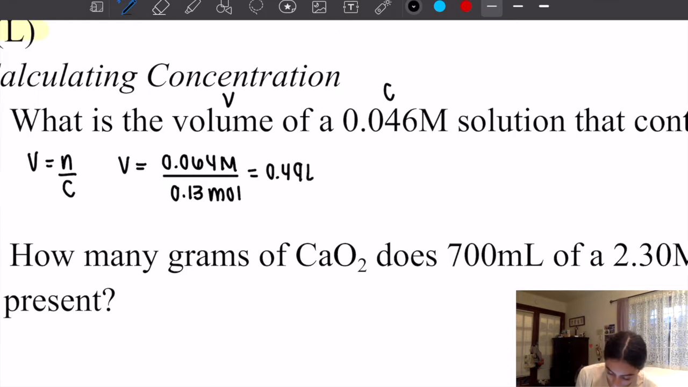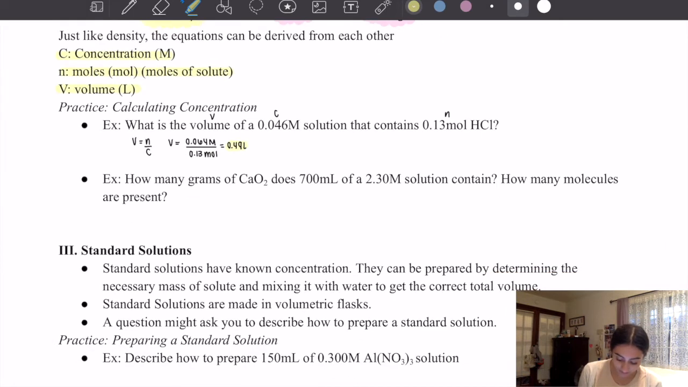Get 0.49 liters. And these units do cancel out because remember, molar concentration is moles over liter, and we're dividing by moles, which means we're multiplying by 1 over mole. Moles cancel out, and we're just left with liters. So that is our answer for the first question.